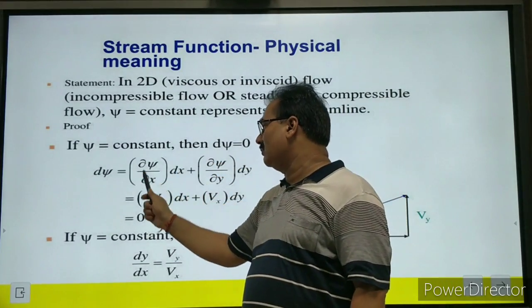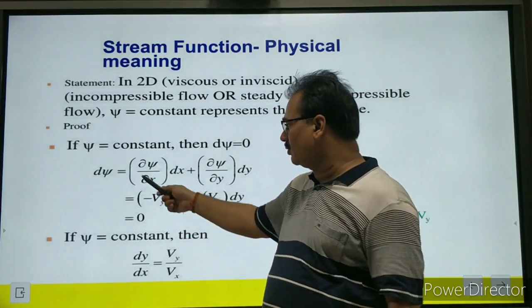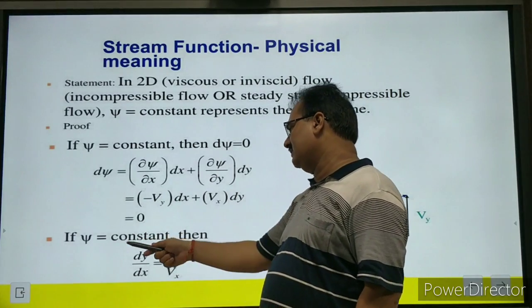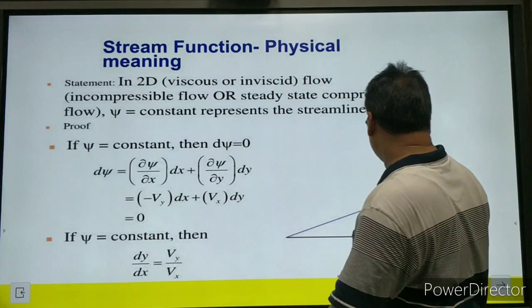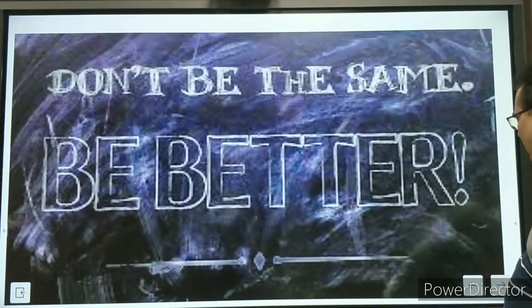If the derivative is 0, then what is the meaning of d xi? This is the total and partial derivative connection. If you go through it, you will find this is 0. If xi is constant, then dy over dx is vy over vx. In this way, you can represent the physical meaning of this PPT.